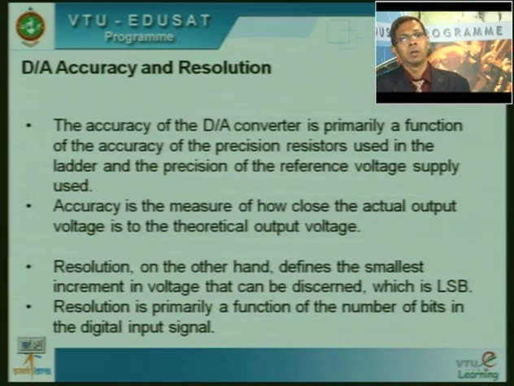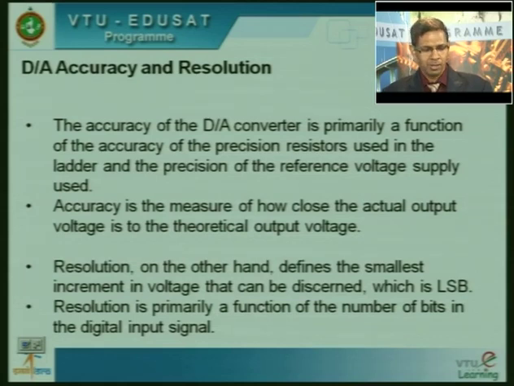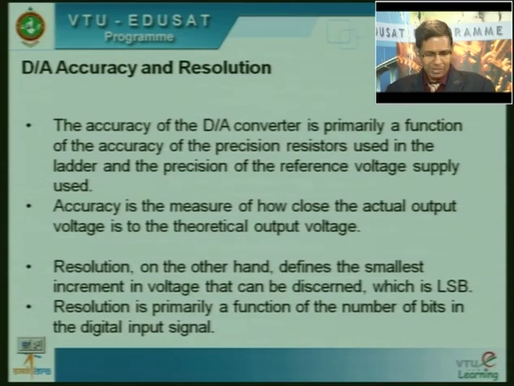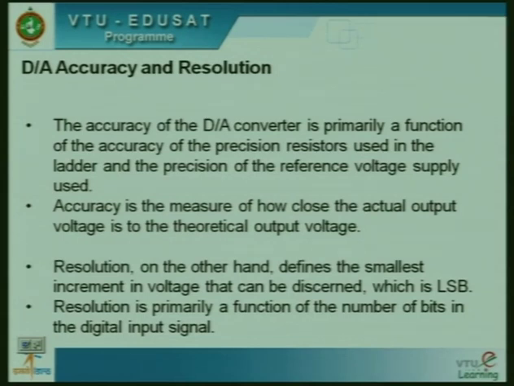So resolution, if expressed in terms of voltage, is going to be V upon 2 raised to n, or V upon 2 raised to n minus 1, based on which ladder you are using. If you want to express it as a percentage, just multiply it by 100. So resolution is primarily a function of the number of bits in the digital input signal. Let's take an example and see what the values of resolution are for different converters.